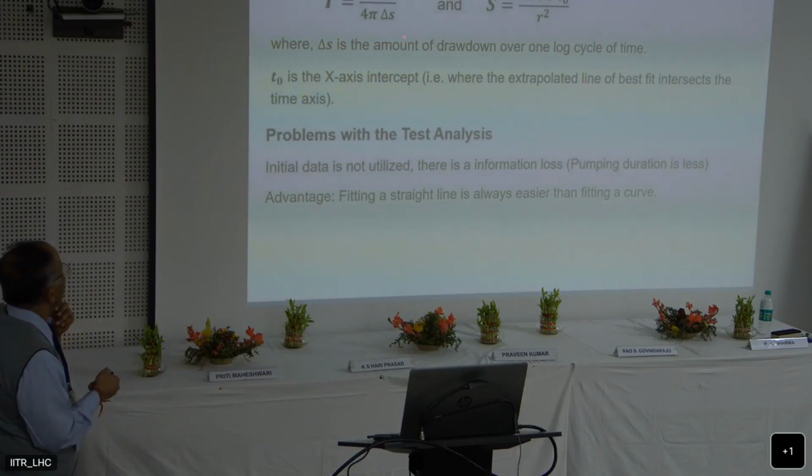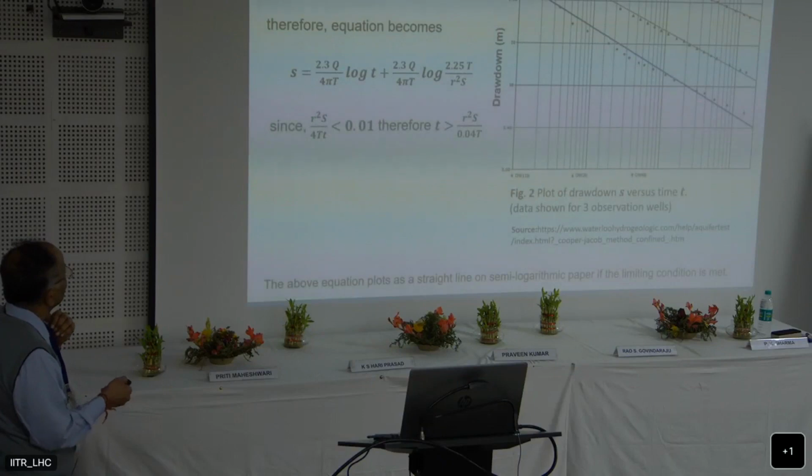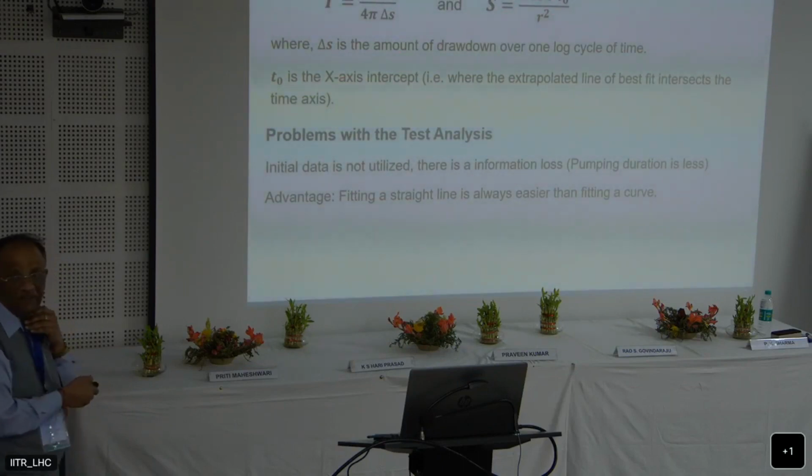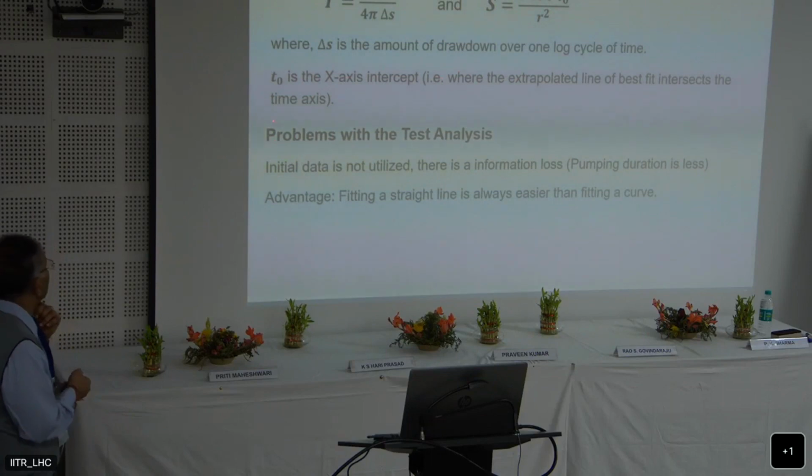Again, we use this formula. T is obtained with delta s, the gradient for one log cycle. So find out T, and knowing T, you find out S by taking any one point here, take t naught. For that t naught, you know t and r square, so you can get this.